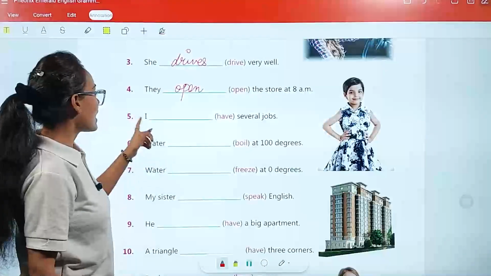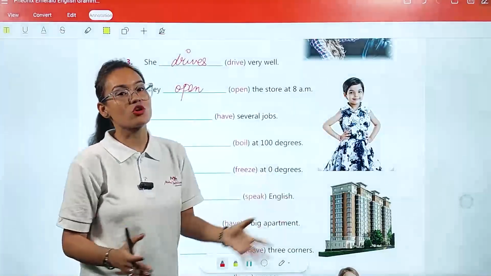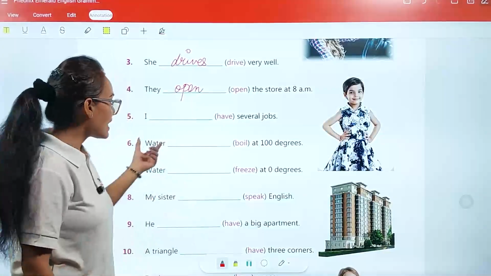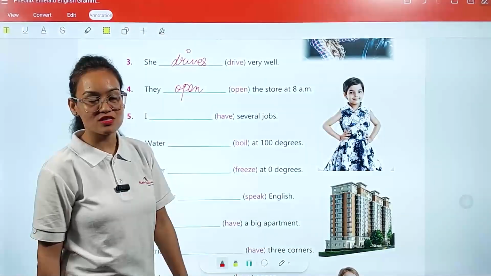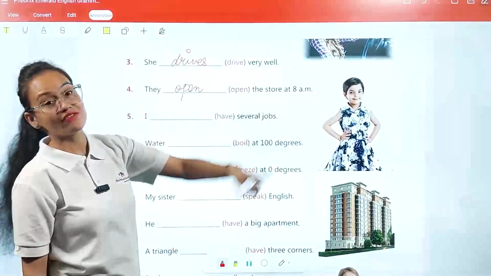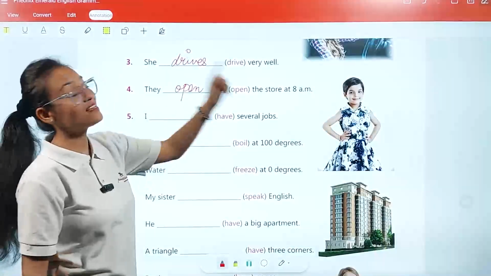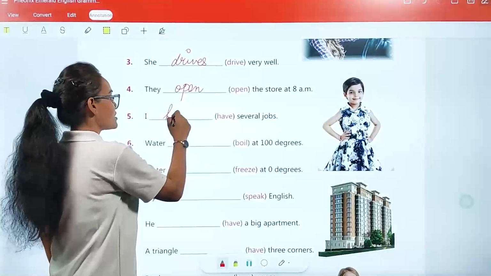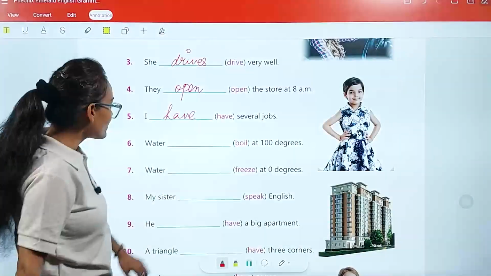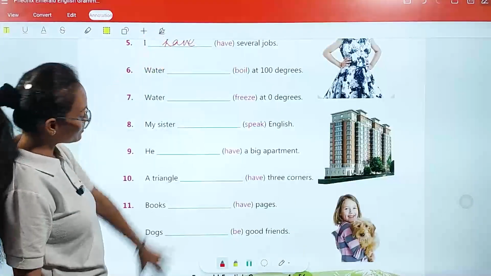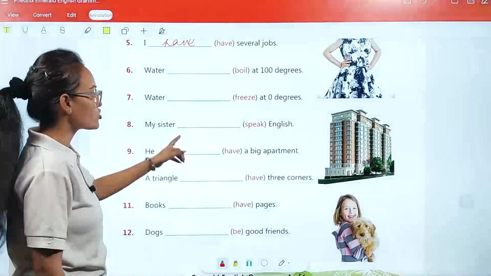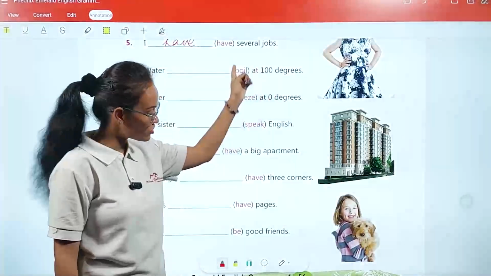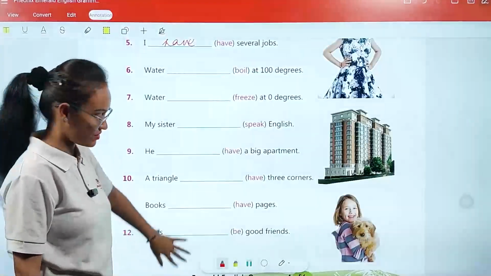Fifth one, I, several jobs. I has several jobs? I have several jobs? Or I had several jobs? I have several jobs. Similarly, in this way, you are going to complete the rest of the blanks by changing the form of the verb given in the brackets.